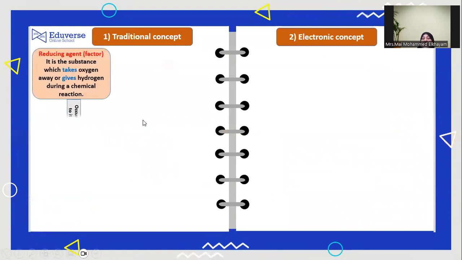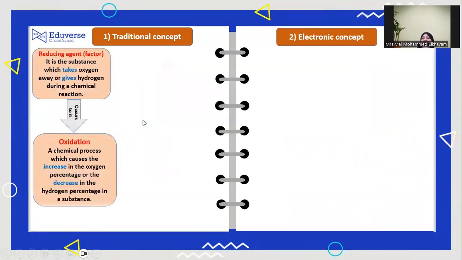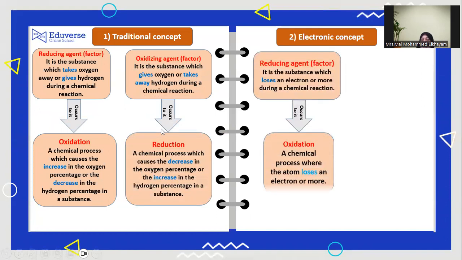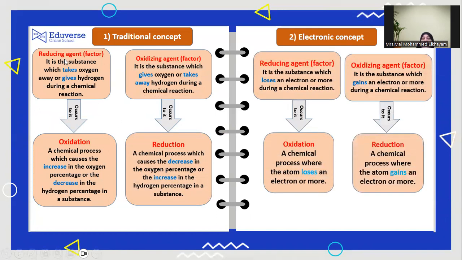Now, pay attention to the definitions of reducing agent and oxidizing agent according to traditional concepts and electronic concepts. If we're going to talk about the reducing agent according to the traditional concept, it is the substance which takes oxygen or gives hydrogen. And what happens to it? Oxidation process, which causes the increase in the oxygen percentage or decrease in the hydrogen percentage. While oxidizing agent gives oxygen or takes away hydrogen. And what happens to it? Reduction, which causes the decrease in the oxygen percentage or increase in the hydrogen percentage.